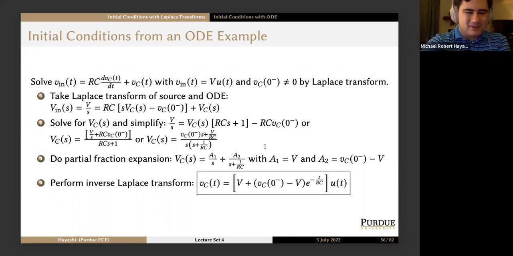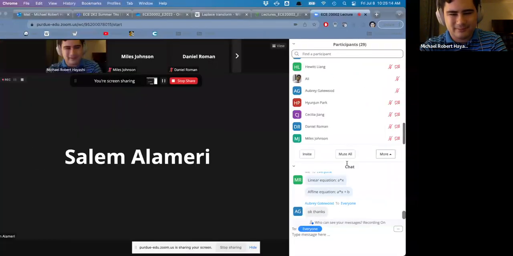So we'll perform the inverse Laplace transform. We'll get the quantity V plus, in parentheses, the initial condition minus capital V, close parentheses, e to the negative t over RC, close brackets, U of t, which matches what we would expect for a charged series RC circuit, or series RC circuit with a charged capacitor. This is what we've dealt with before.